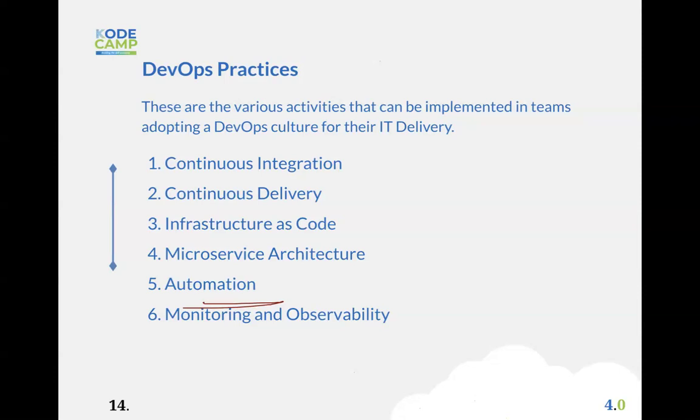Automation. When we talk about automation, in my opinion, that is the heart of DevOps itself. Automation is what makes everything beautiful. Automation is what is behind CI/CD. Automation is behind infrastructure as code. Automation is behind monitoring, because when you're doing monitoring and observability, when there's an alert that goes out, this thing is happening.